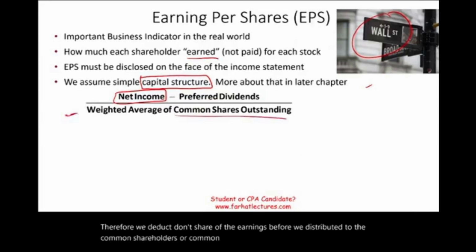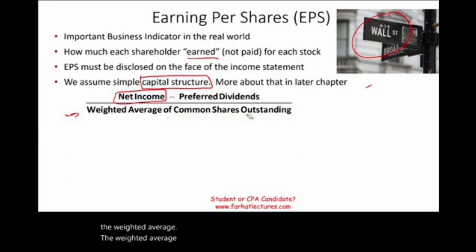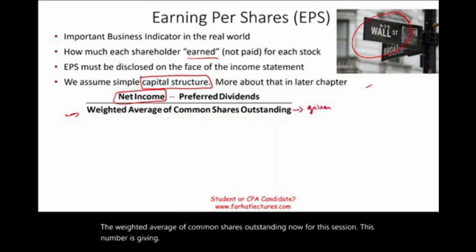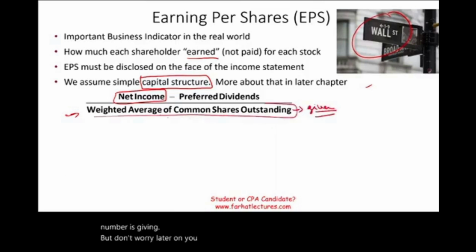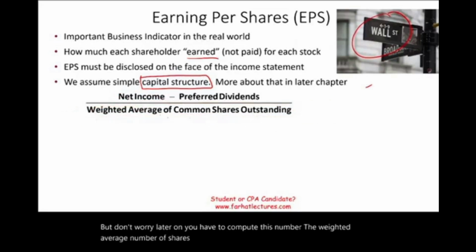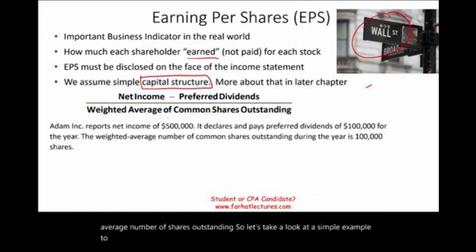Then we'll divide by something called the weighted average of common shares outstanding. For this session, this number is given. But don't worry, later on, you will have to compute this number, the weighted average number of shares outstanding. So let's take a look at a simple example to see how we compute earnings per share. Adam Inc.